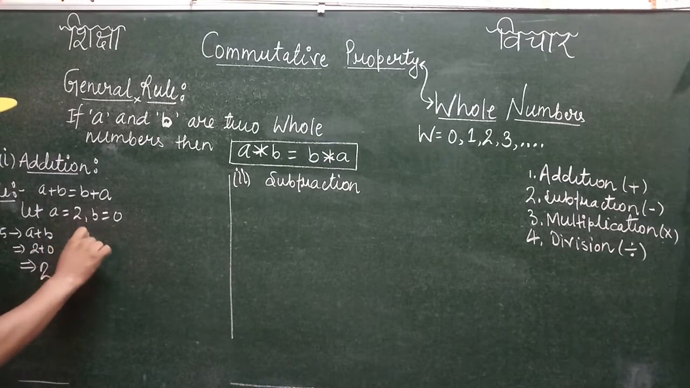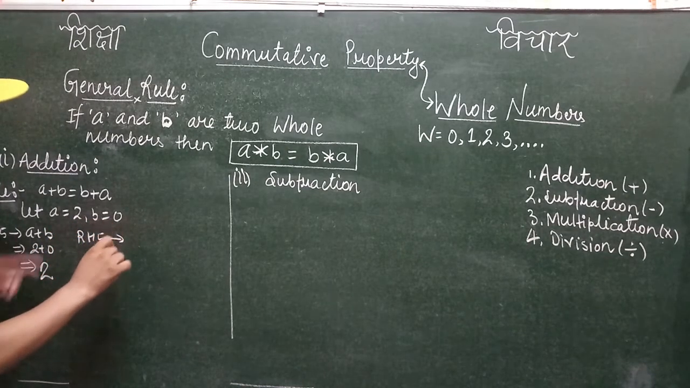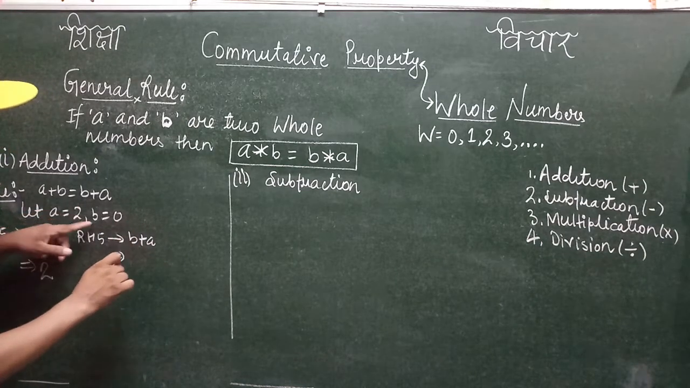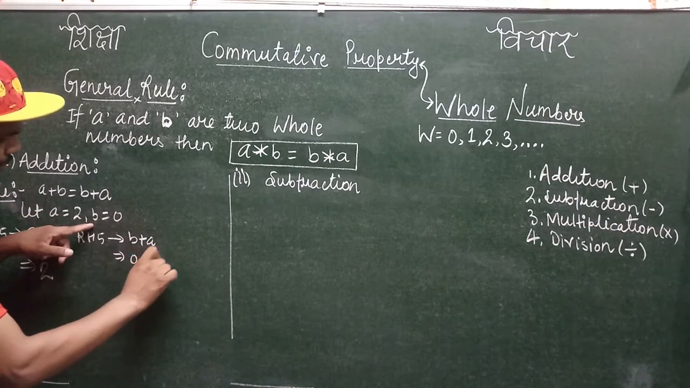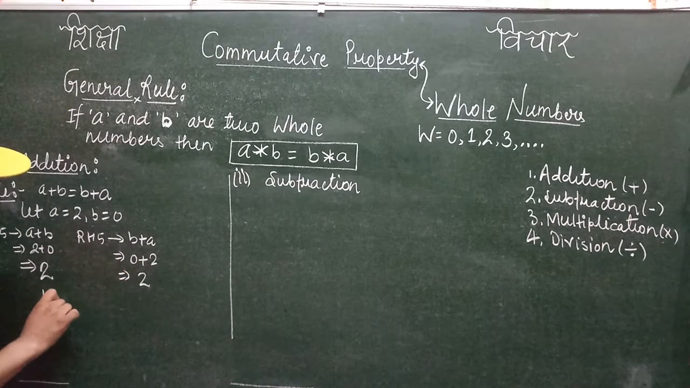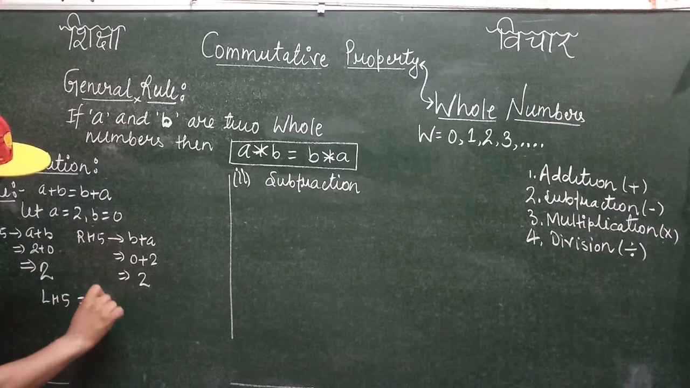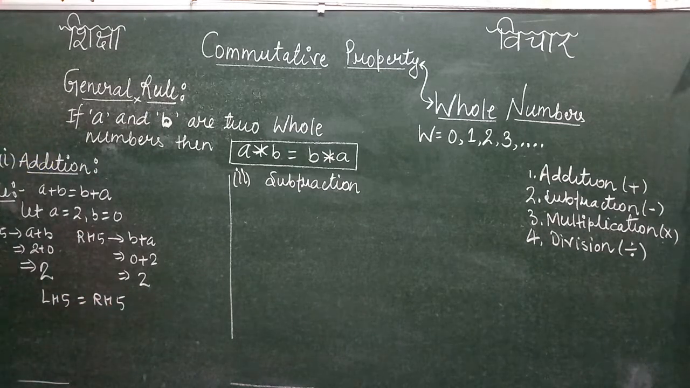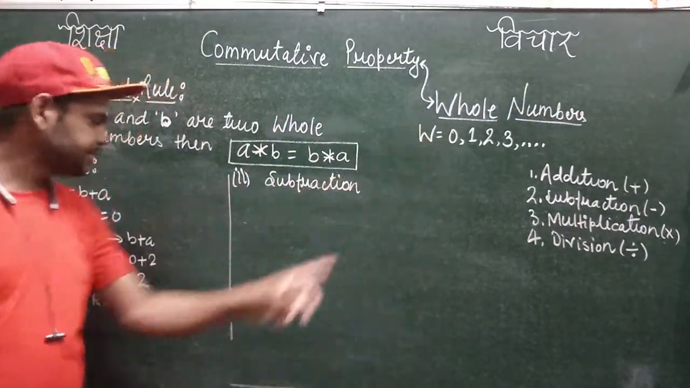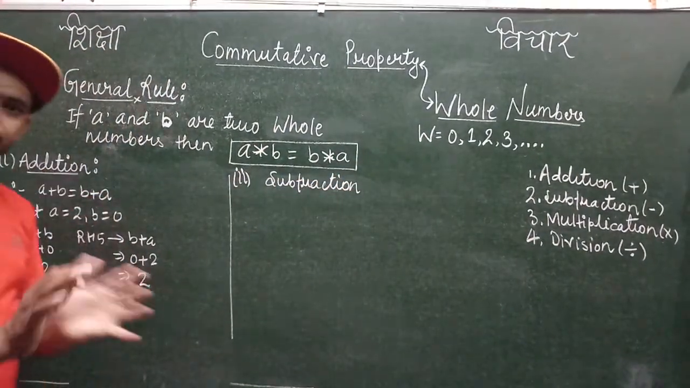Now what is the right hand side? That is B plus A. This implies B is 0, so 0 plus 2, and this implies 2. So we can see that the value of the left hand side is the same as the value of the right hand side. That means the commutative property for whole numbers over addition is satisfied.